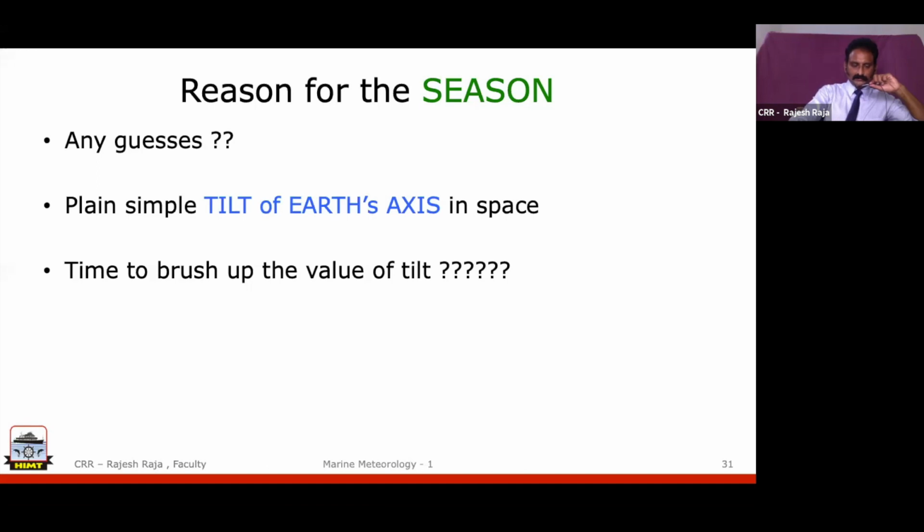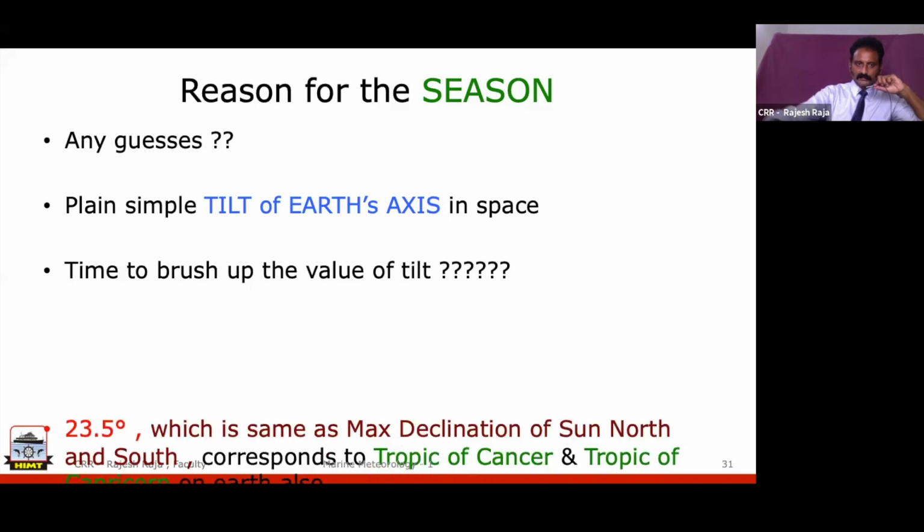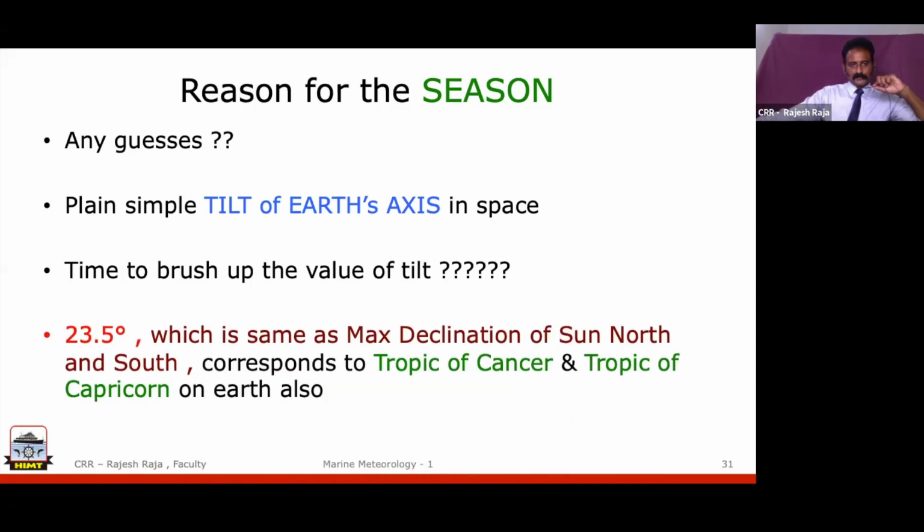Sounds trivial, but let me honestly tell you, I've seen people in phase one also fumbling with this answer. So I'll give you that answer. It's not greatly difficult. It is 23.5. I get some weird answers in the classes. A lot of people have told me 15, 20 and all those answers. So I'll put this answer so that now you don't give me wrong answers. Which is the same as the maximum declination, which again corresponds to your Tropic of Cancer and Capricorn.